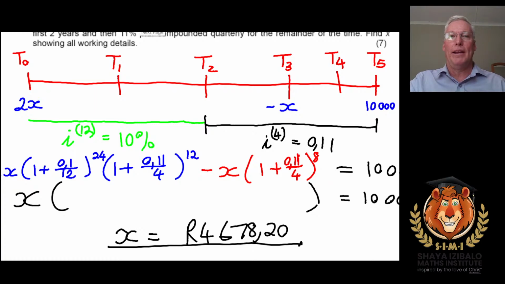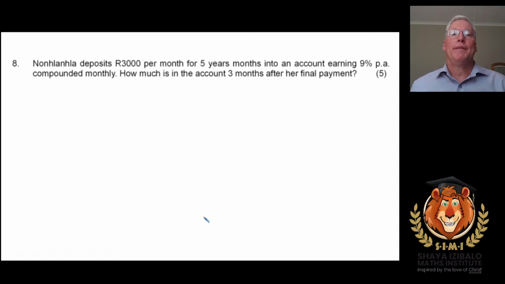Okay, as I said, I don't want to spend too long on this. It's actually quite unusual for a timeline question to come up. Okay, right. This is much more usual. This is now, Nonhlanhla, my friend, depositing 3,000 Rand per month for 5 years into an account earning that.